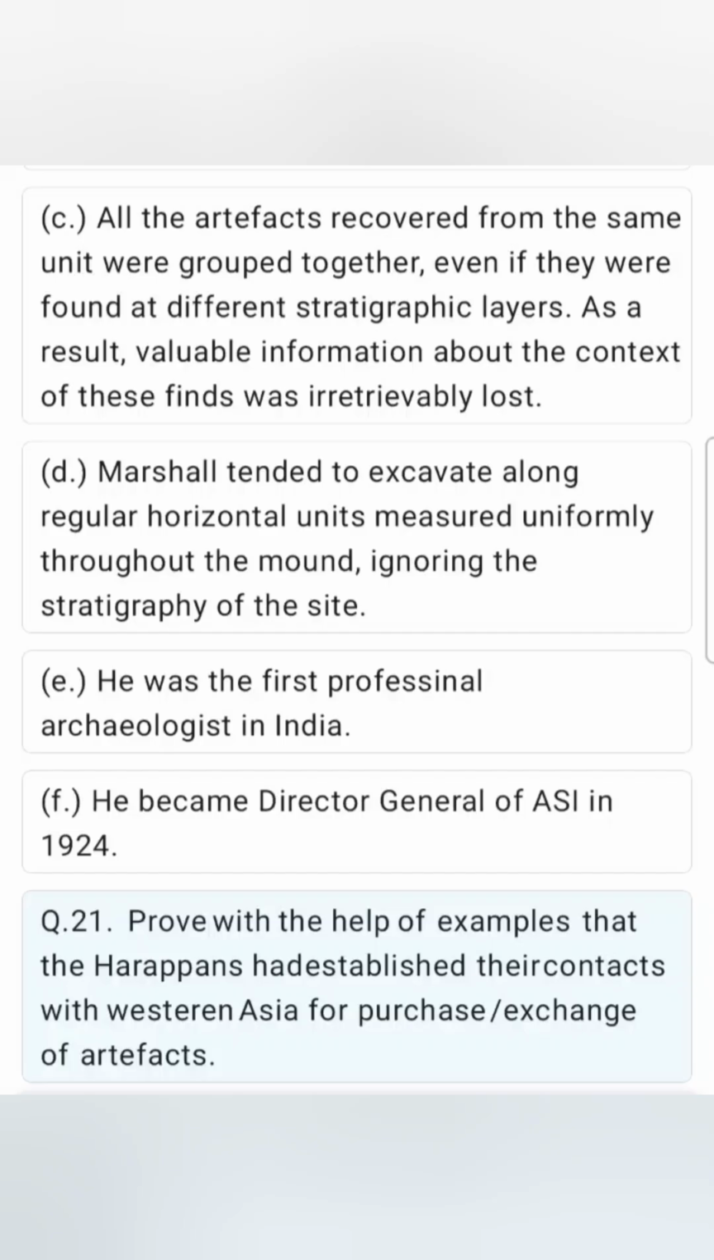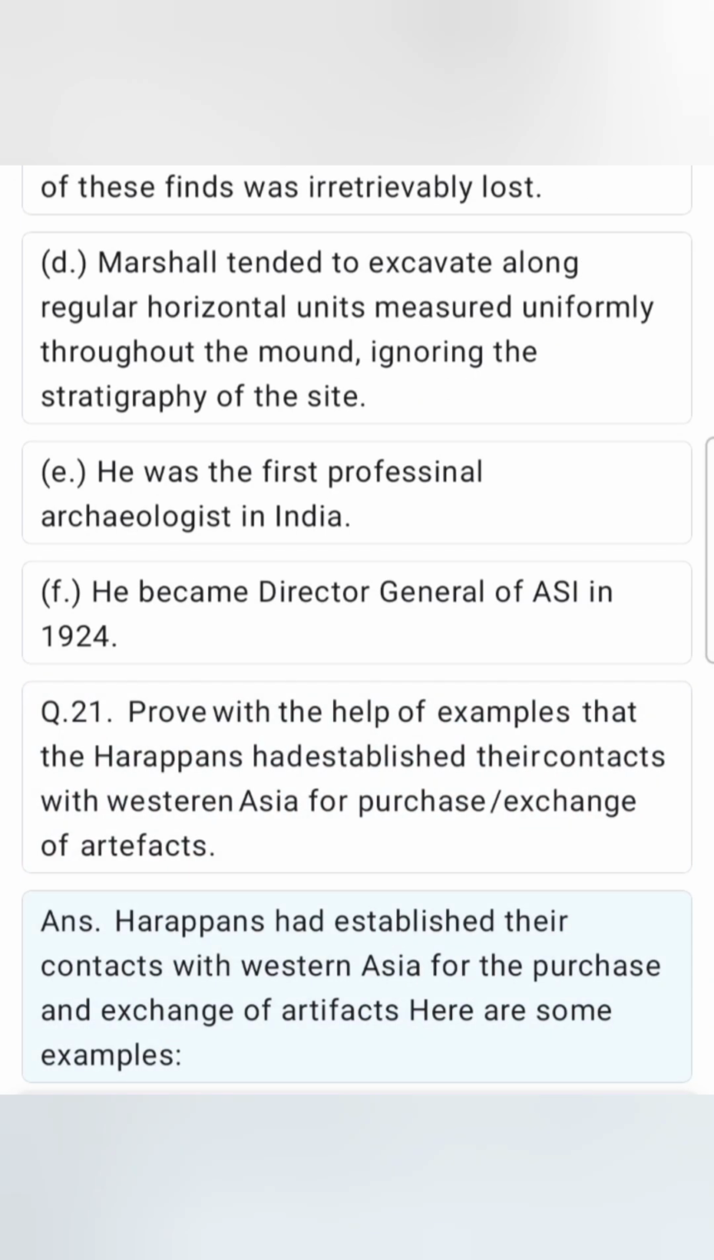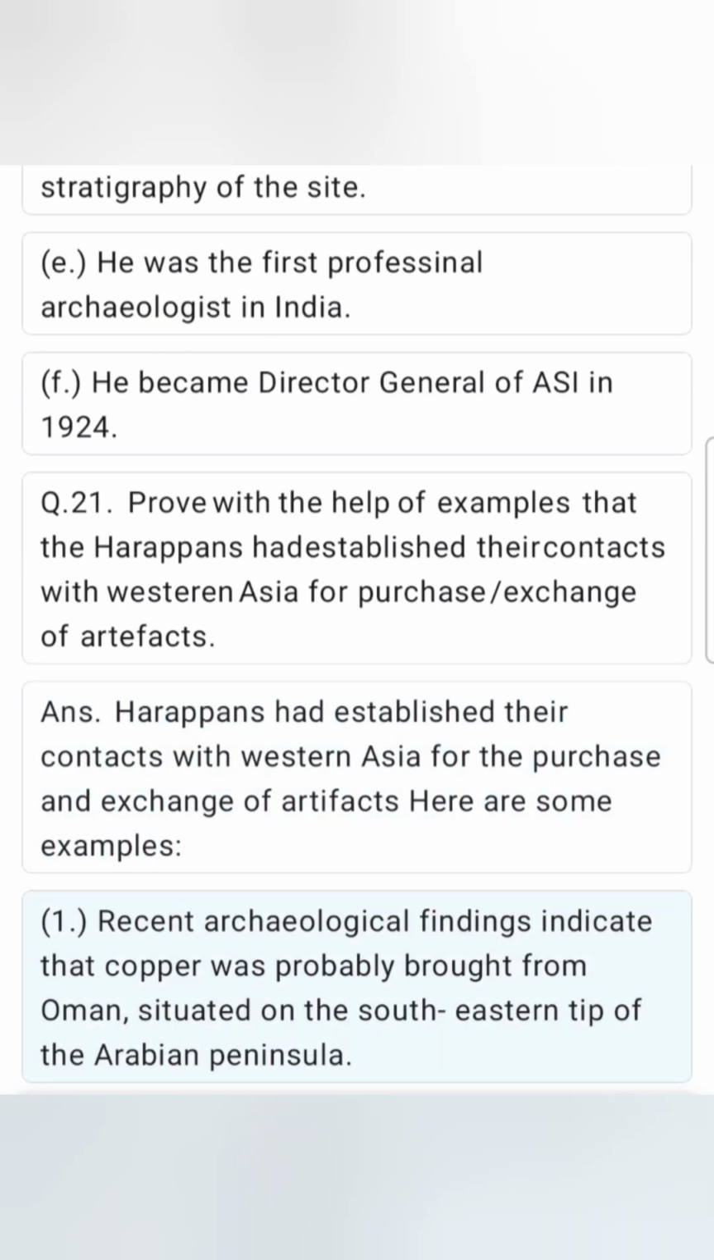Q. 21. Prove with the help of examples that the Harappans had established their contacts with Western Asia for purchase and exchange of artifacts. Ans. Harappans had established their contacts with Western Asia for the purchase and exchange of artifacts. Here are some examples. 1. Recent archaeological findings indicate that copper was probably brought from Oman, situated on the southeastern tip of the Arabian Peninsula.